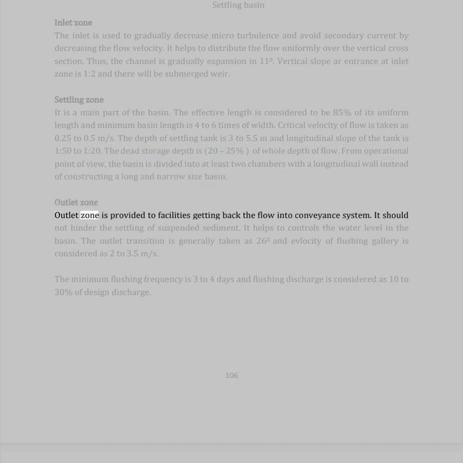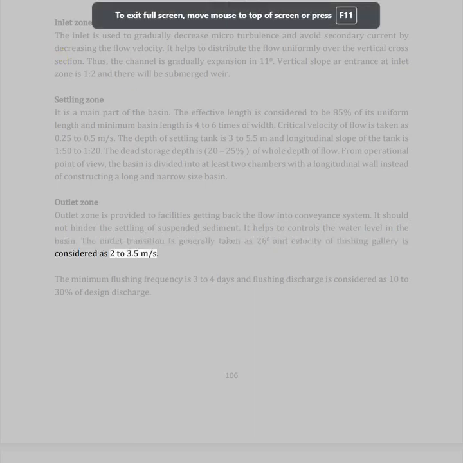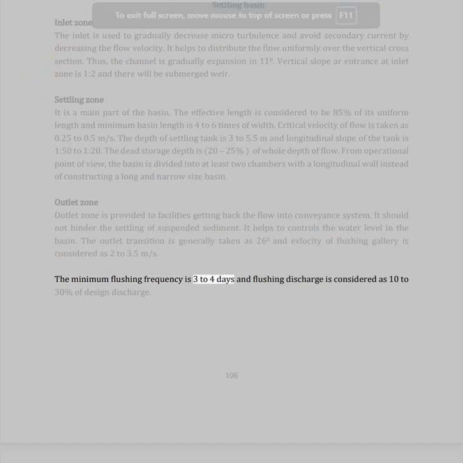Outlet zone. The outlet zone is provided to facilitate getting the flow back into the conveyance system. It should not hinder the settling of suspended sediment. It helps to control the water level in the basin. The outlet transition is generally taken as 1:6 and the velocity of the flushing gallery is considered as 2 to 3.5 meters per second. The minimum flushing frequency is 3 to 4 days and flushing discharge is considered as 10 to 30% of design discharge.